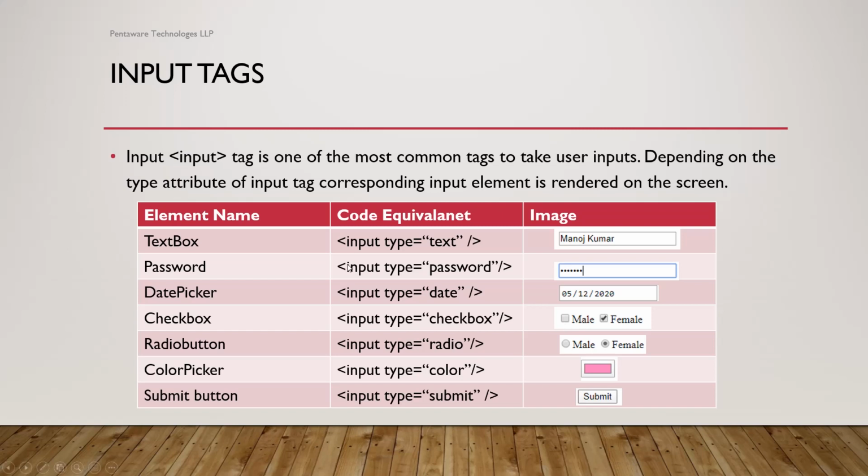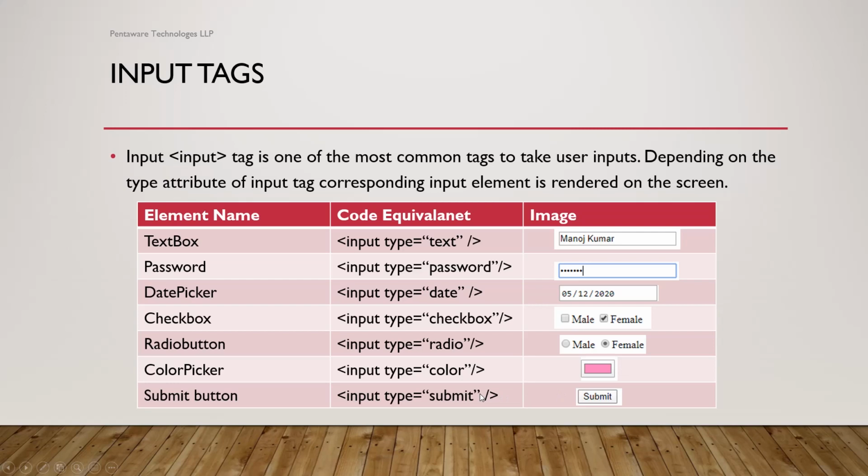What does that mean? For example, if you want to draw the text box on the screen, this is the text box view, and for that you have to type input. Its type should be text. Similarly for password, the type will be password, so it will render your password box. If you want a date input, then your type should be date. If you want a checkbox, then your type has to be checkbox, or radio. And if you want a color picker, then the type has to be color, and for a submit button the type has to be submit.